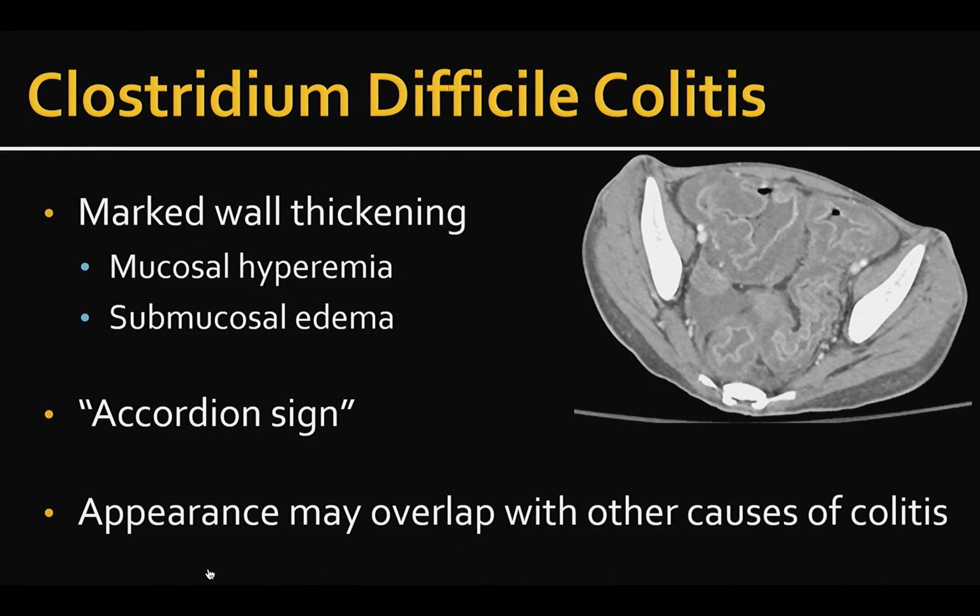And this degree of wall thickening really should prompt you to think about Clostridium difficile colitis. It tends to have more severe wall thickening than other colitides, but you can see overlap in the imaging appearance, and so a mycobacterial workup is appropriate when you see this.